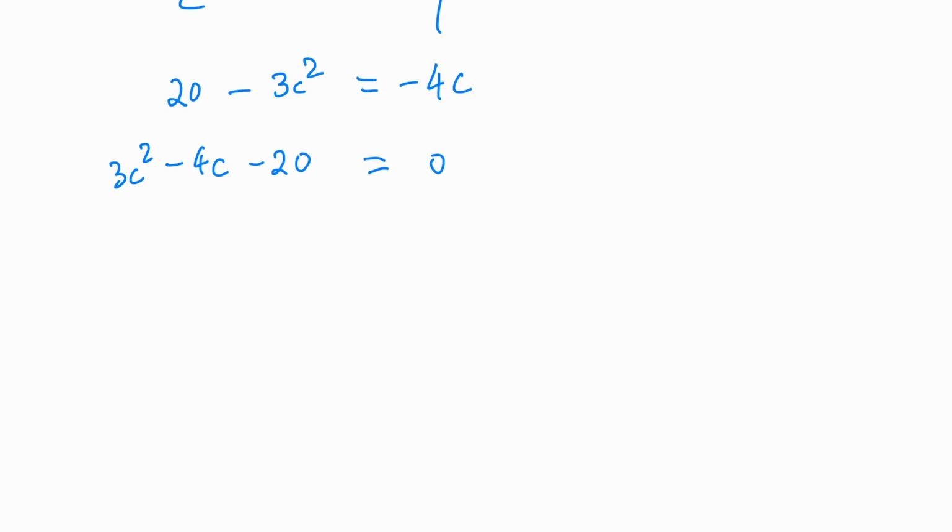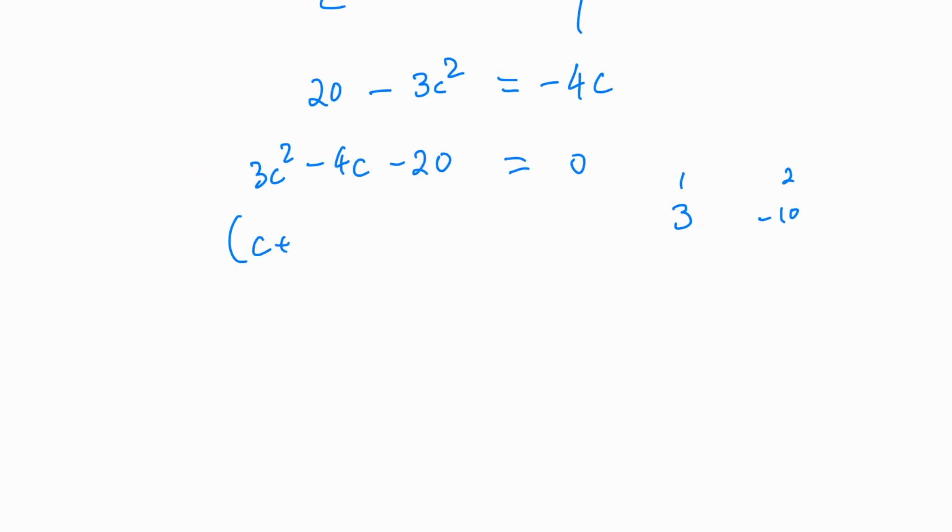And let's think about how to factor this. Well, 1, 3 has to have coefficients of 1, 3. How about on the other side? Can we have 2, 10? Yes, we can, because 2 and 10 multiply to 20. So over here, we need (C plus 2)(3C minus 10) equal to 0.